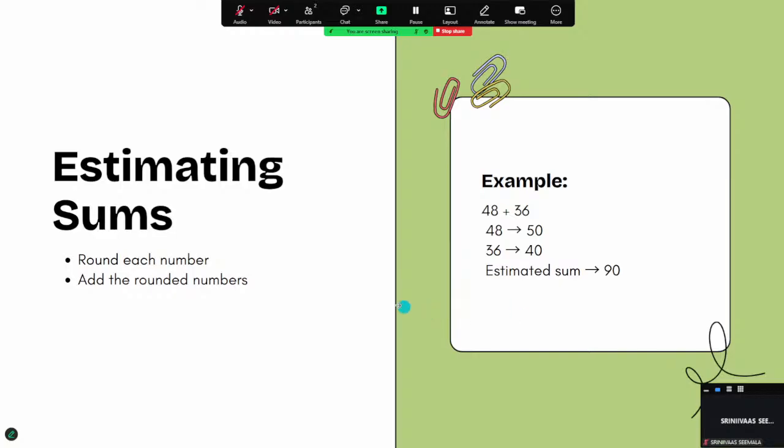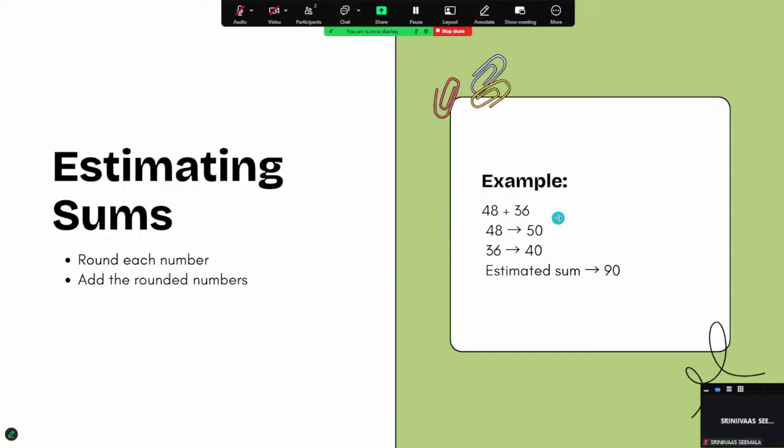So let's move on to estimating, and we'll focus on estimating in addition. When you're estimating, what do you have to do? These are the steps. First step is round each number. And then once you get the rounded numbers, you add them together. So it's very simple. You already know rounding, and you just add. So you already know how to estimate, basically.